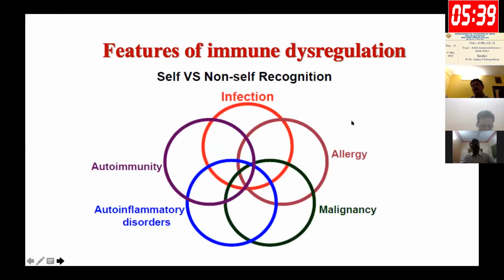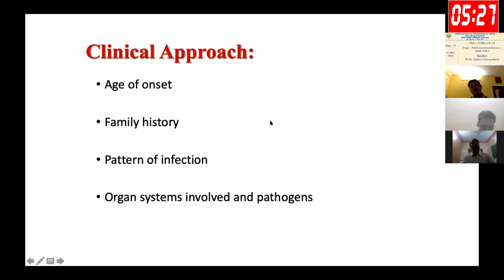So primary immune deficiency is not just an immune deficiency, it is a state of immune dysregulation, which comprises infection, autoimmunity, autoinflammation, malignancy, and allergies. So what should be the clinical approach when you suspect primary immune deficiency disorder in a patient? There are 4 main headings: age of onset, which gives a very important clue to what kind of primary immune deficiency disorder you are dealing with; family history; pattern of infection; and organ system involvement.